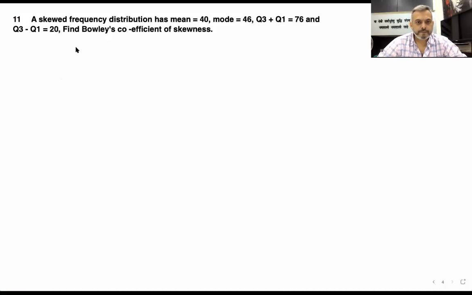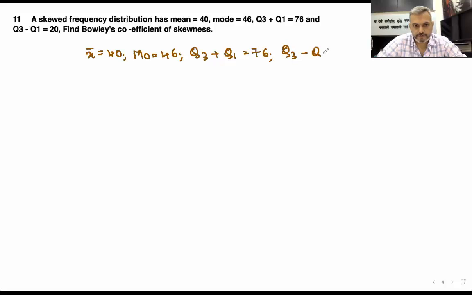Now 11th sum. A skewed frequency distribution has mean equal to 40, mode equal to 46, Q3 plus Q1 equal to 76 and Q3 minus Q1 equal to 20. Find Bowley's coefficient of skewness. Now for that we need to find out the median. So median is what we have to find out first. We have mean, we have mode, we want to find out median. So we use the formula.